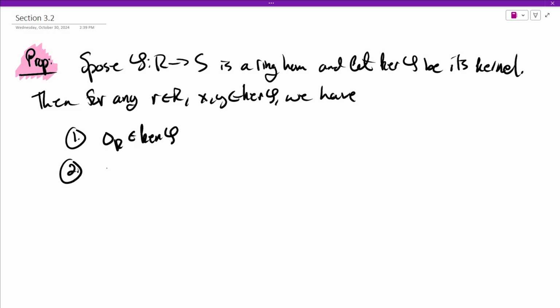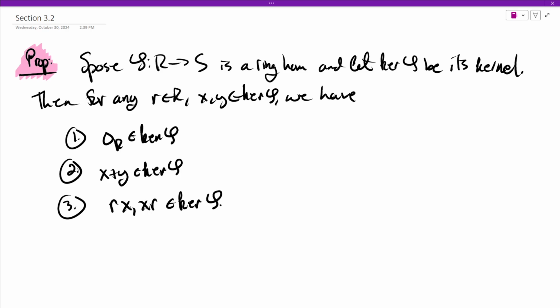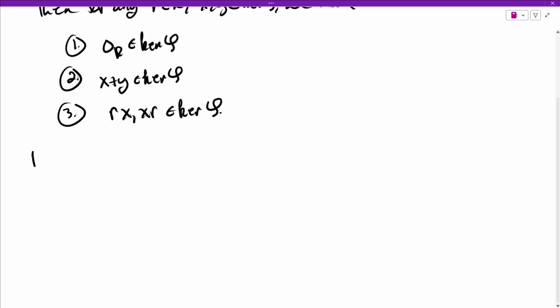We know also that the sum of x and y is in the kernel if x and y are in the kernel. And we know that if I have my r in R, then rx and xr are both in the kernel. So we have these three properties. Let's prove it. One, we already know. That is gold already.